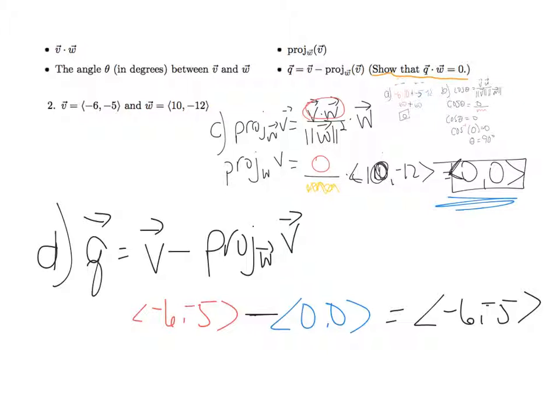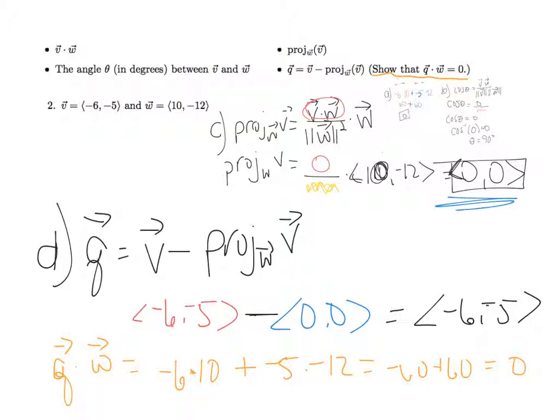And then this little part right here, and I'll switch actually to that orange. This right here, show that the dot product of Q and W is 0. So all you're going to do is, and you don't really have to do too much because this is the same thing, just do the dot product of Q and W. That's all you're doing. So it's basically just a repeat of our first part because it's the same vectors. So it's going to be -6 times 10 plus -5 times -12, which gives us -60 plus 60, which is 0.